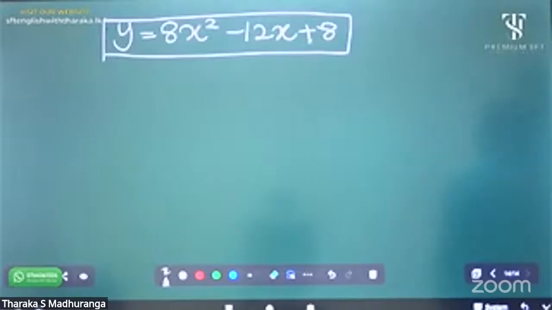First you can find the type. I need only the sketch. First you decide what's the type, is it maximum or minimum? Then you can calculate the turning point coordinates. Then you need the x-axis cutting points. Finally you can draw the sketch diagram.